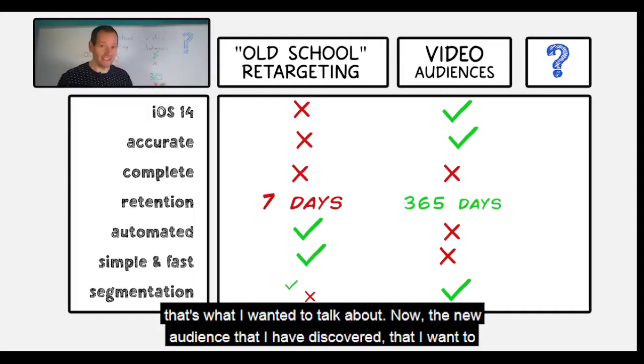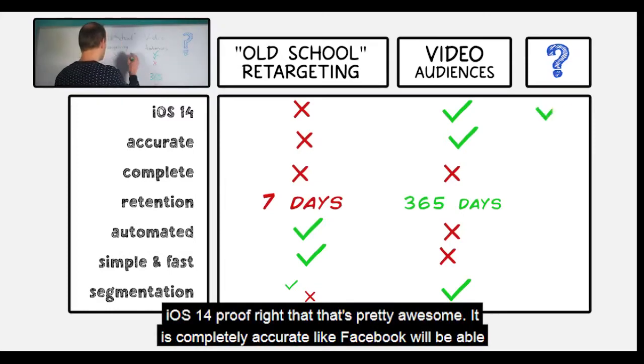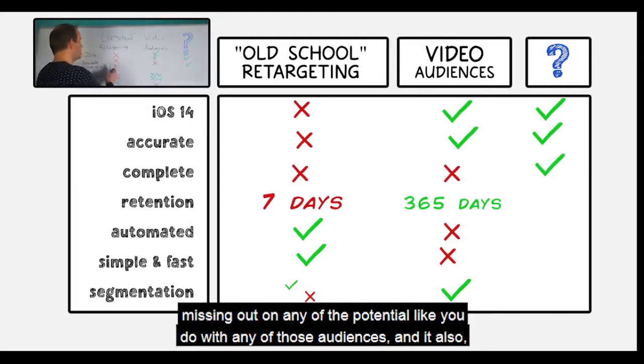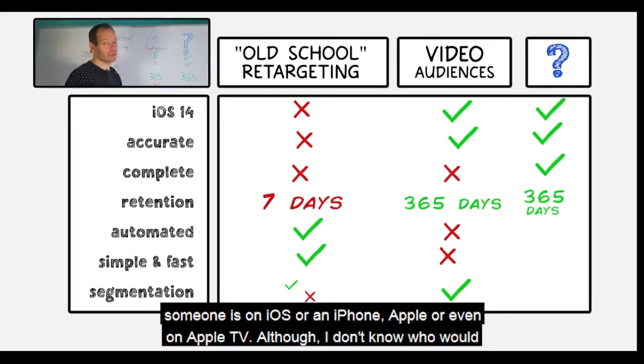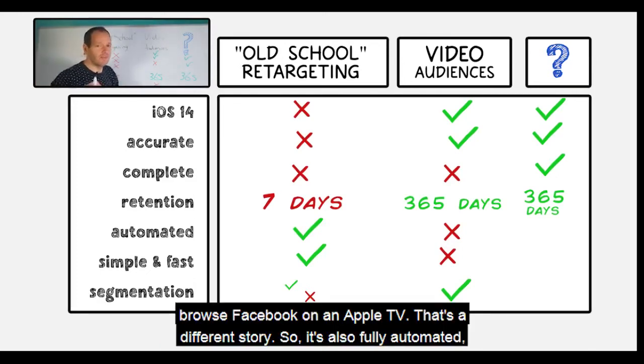Now, the new audience that I have discovered that I want to talk about is actually awesome. Here's why. First of all, it is completely iOS 14 proof, right? That's pretty awesome. It is completely accurate. Facebook will be able to tell for every person whether they have watched that video. Plus, it's complete, so you won't be missing out on any of the potential like you do with those other audiences. And just like video audiences, it has 365 days retention. Again, even on iOS 14, it doesn't matter whether someone is on an iPhone, or even an Apple TV, although I don't know who would browse Facebook on an Apple TV, that's a different story.